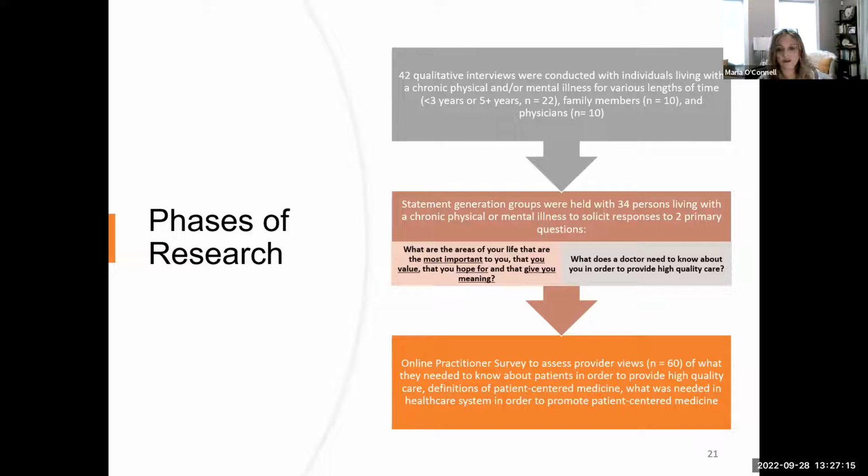Then we held what were called statement generation groups with 34 persons living with physical or mental illness. And we asked them two questions. What are the areas of your life that are most important to you, that you value, that you hope for, and that give you meaning? And the second follow-up question is, what does a doctor need to know about you in order to provide high quality care?